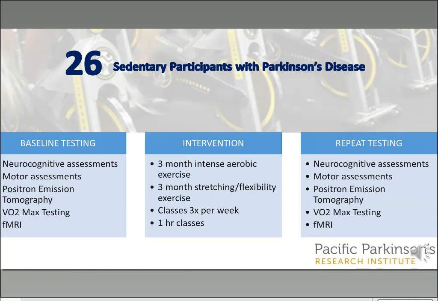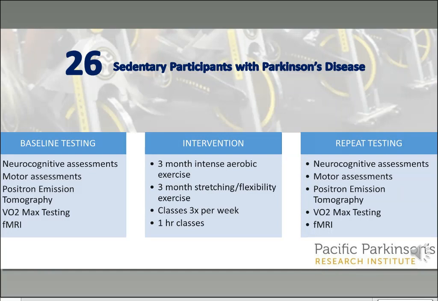After completing the baseline testing, approximately half of the participants were enrolled into a 3-month intense aerobic exercise program. The other half of participants were enrolled into a 3-month flexibility and stretching exercise program. So all the participants attended classes 3 times a week and spent an hour at each class. This was done to control for any positive effects seen from social and group interactions.